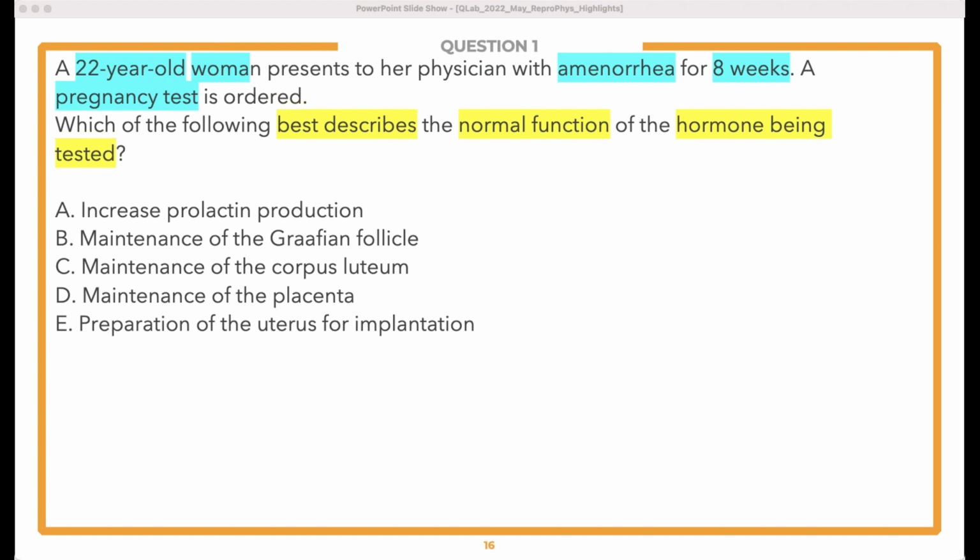Answer choice E, preparation of the uterus for implantation. D, maintenance of the placenta. C, maintenance of the corpus luteum. B, maintenance of the Graafian follicle. And A, increased prolactin production. So we're going to go ahead and open up that poll. Go ahead and select what you think is the best answer there. We'll talk about it in just a few seconds.